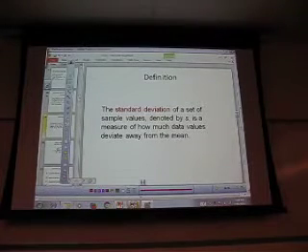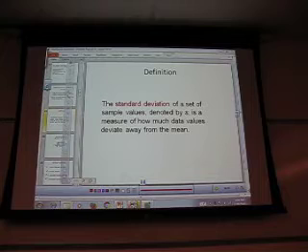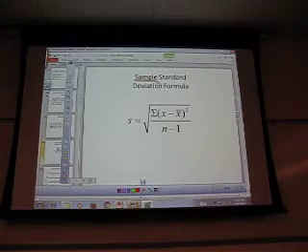Okay. Carl, please read for me. Definition: the standard deviation of a set of sample values, denoted by s, is a measure of how much data values deviate away from the mean. Good. So in other words, standard deviation is sort of an idea of, on average, how far most of the data values are from the mean. How far do they vary away from the mean, typically? This is for a sample.